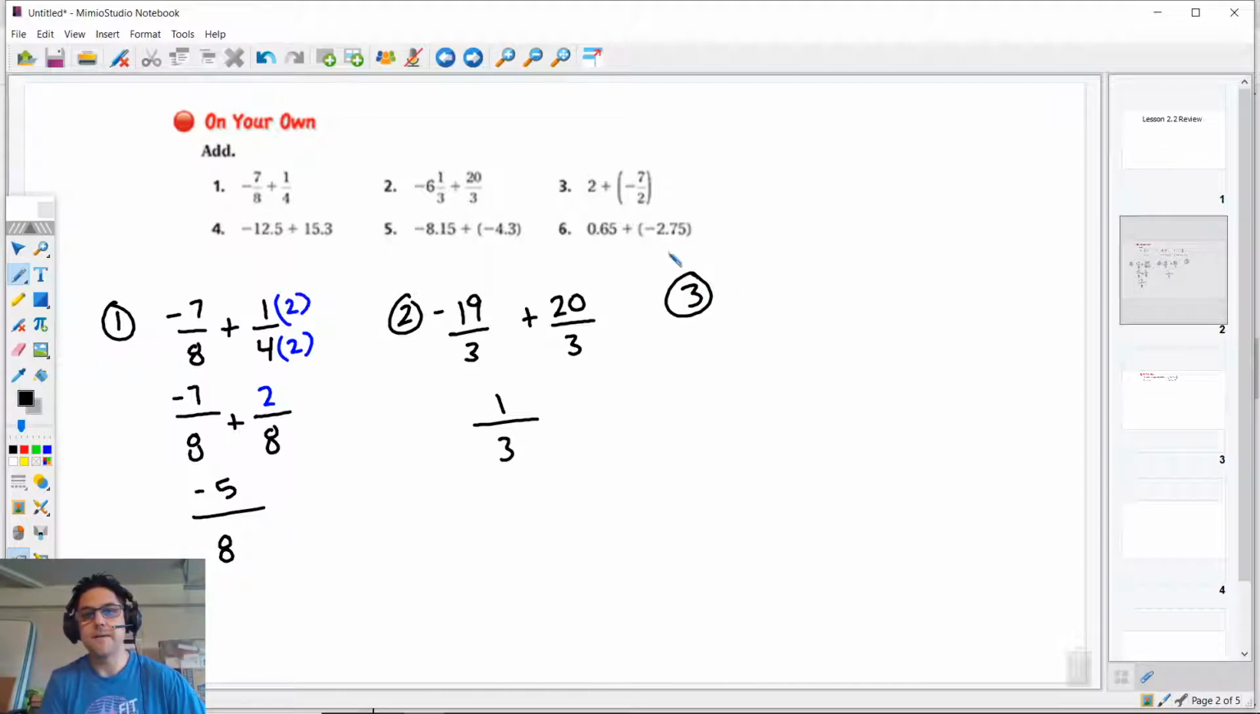Number 3, I'm going to go ahead and write it as an actual fraction, so 2 over 1, and then adding negative 7 over 2.